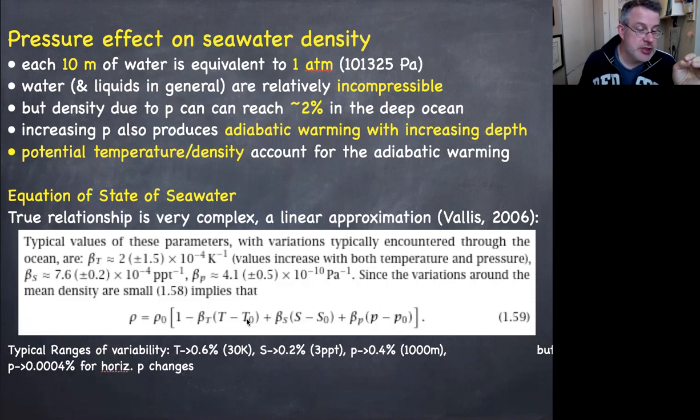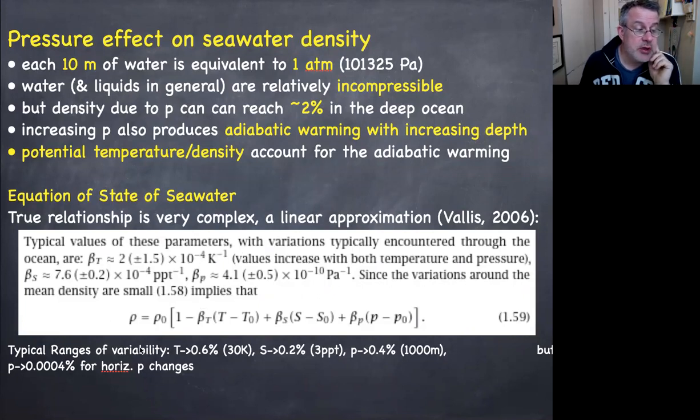But if the temperature goes up, the density goes down. If the temperature goes down, the density goes up. If the salinity goes up, the density goes up. If the pressure goes up, the density goes up. And here are the coefficients. I'll give you a whole big table of coefficients later, but this is a nice set to think of when you're just thinking about the basics of how things work.